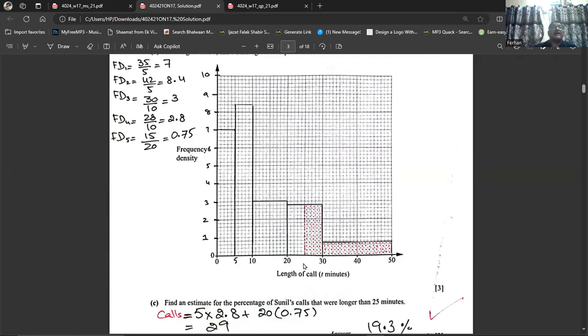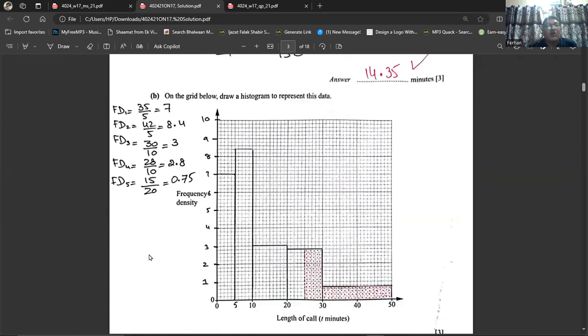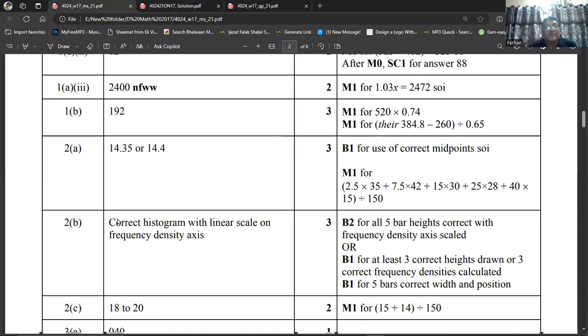And for the last class, the fifth class, the frequency density is 0.75, and this class is from 30 to 50. So this is how you draw this histogram. I hope you understand. Let me check.